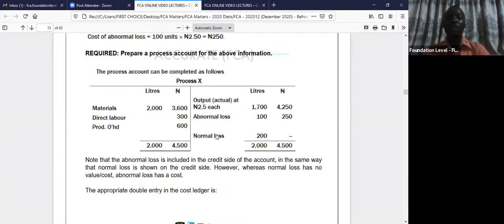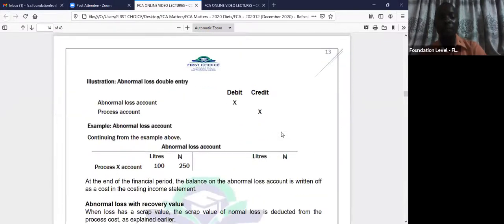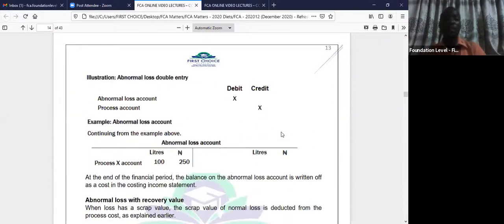See, your normal loss here has no recoverable value. Here is the point when there is no recoverable value. Now look at the double entry process. You debit the normal loss account, abnormal loss account, and you credit the process account.